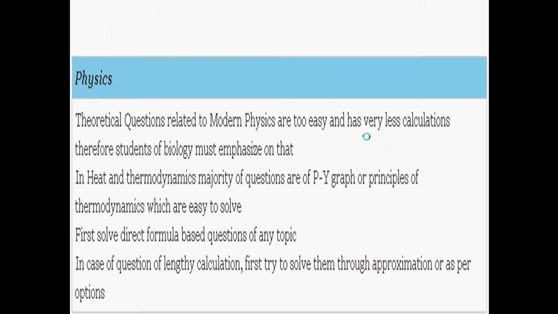Theoretical questions related to modern physics are too easy and have very little calculation. Therefore, students of biology must emphasize on that. In heat and thermodynamics, the majority of questions are from the PV graph or principles of thermodynamics, which are easy to solve. First, solve direct formula-based questions of any topic. In case of any lengthy calculation, first try to solve it through approximation as per the options.